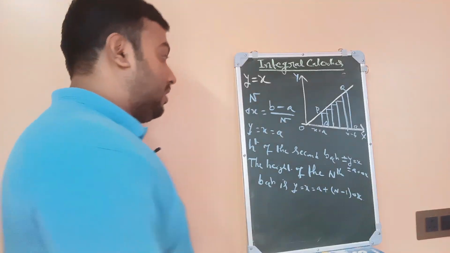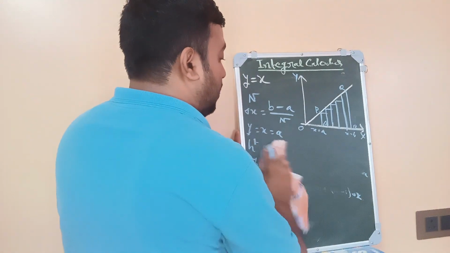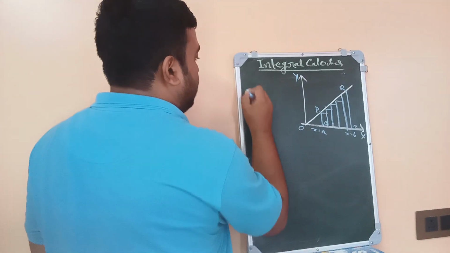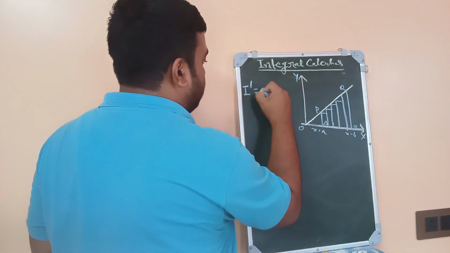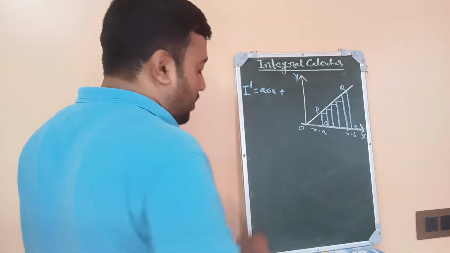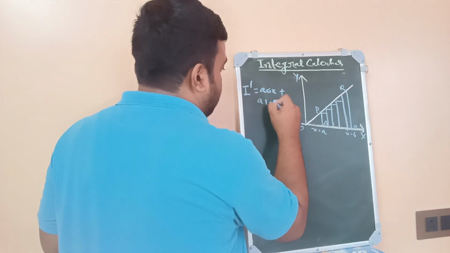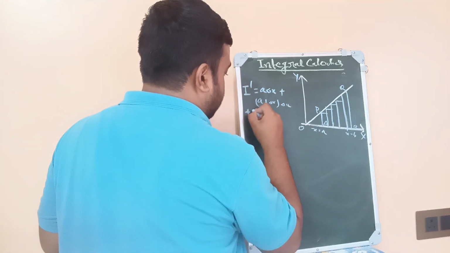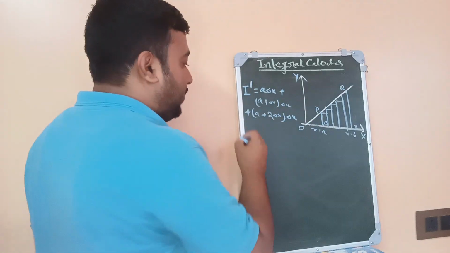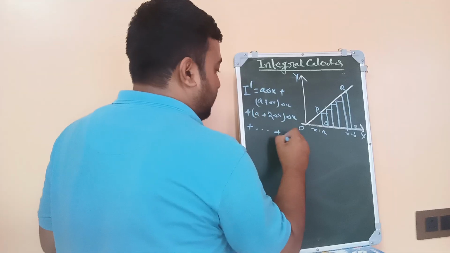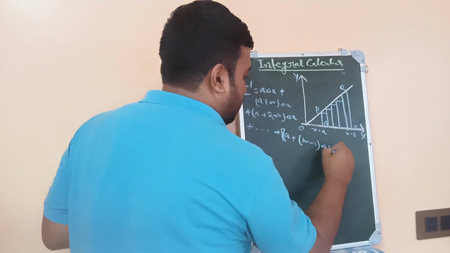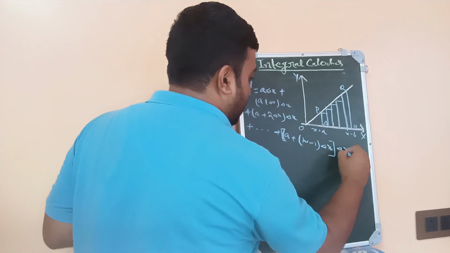So the total area, now the total area will be I prime = a into delta x plus (a + delta x) into delta x plus (a + 2 delta x) into delta x, and so on, plus (a + (n - 1) into delta x) into delta x.